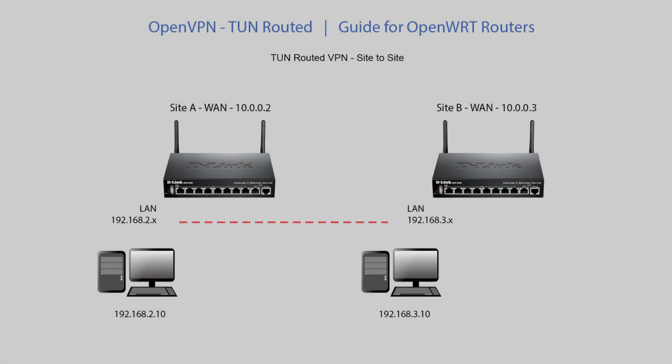I'm going to show you how to set up an OpenVPN Tun link between two OpenWRT routers. At the top we've got the Site A server and the Site B client. Site A will set the LAN IP range to 192.168.2 and Site B will set the IP range to 192.168.3 and we'll route these together.